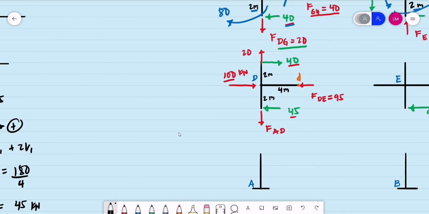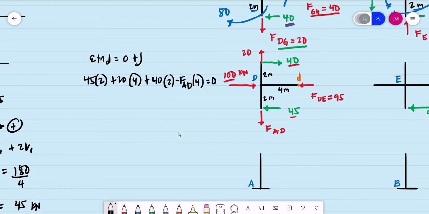So doing the summation of moments about the point of inflection D equal to 0, assuming clockwise moments to be positive. So we have that as 45 times 2 meters plus 20 times 4, then plus 40 times 2, minus the axial force for column AD multiplied by 4 equal to 0. So we will be having the axial force for column AD.